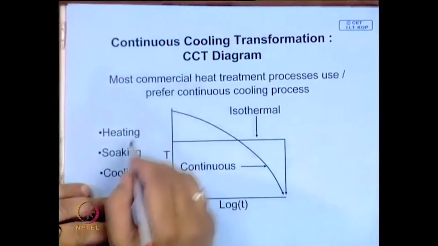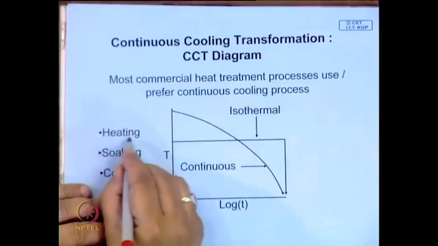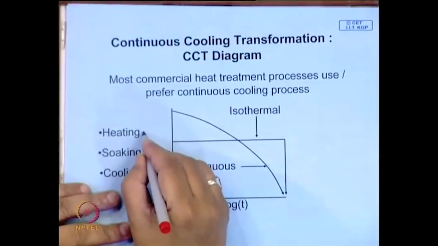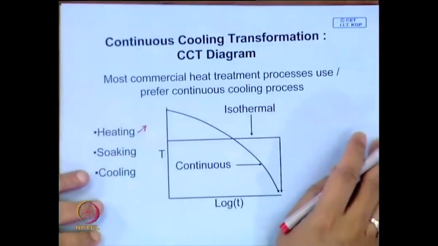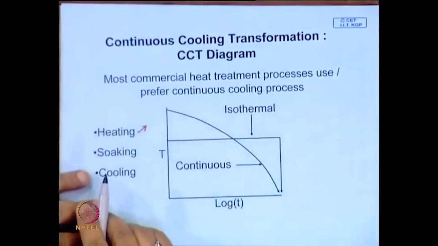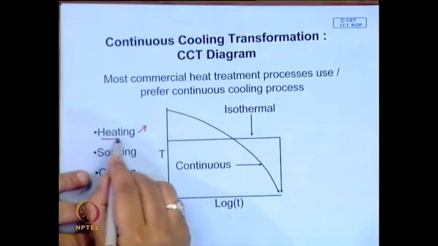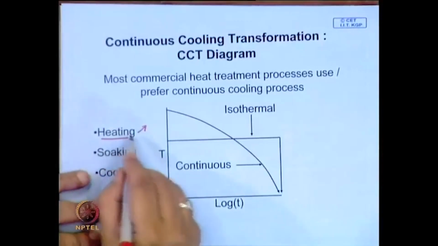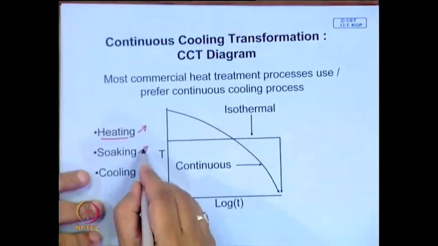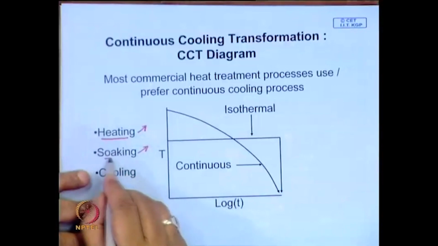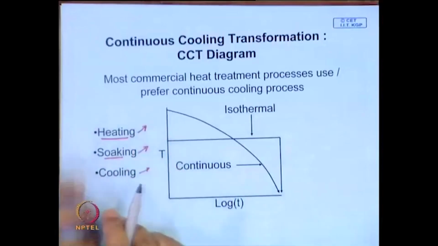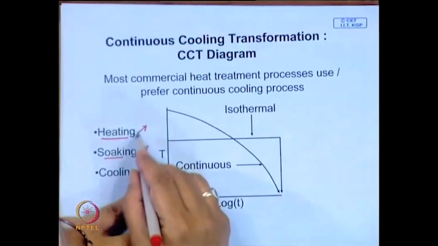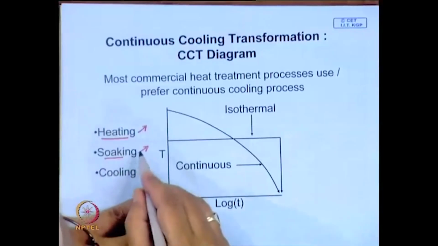In most commercial heat treatment processes, there will be three distinct steps. One is you heat to a particular temperature, and then you keep the sample for a certain length of time so that it develops a homogeneous structure. That step is called soaking. After it is soaked and you are sure the structure is homogeneous, then you cool. This is the third stage. These are the three steps in any heat treatment process, and this cooling can be done in two ways.